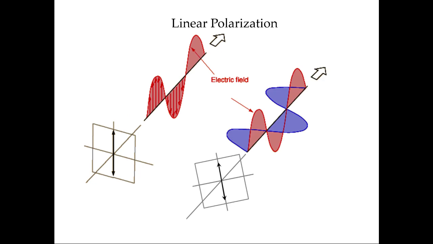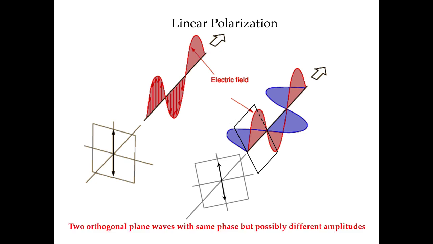There will be no difference if two orthogonal linearly polarized light waves with the same phase are superposed. As the electric vectors add vectorially, this will be the plane of vibration in the resultant polarized light wave. So, two orthogonal plane waves with the same phase but possibly different amplitudes give the linear polarization. And what if two superposed linearly polarized waves are not in phase?